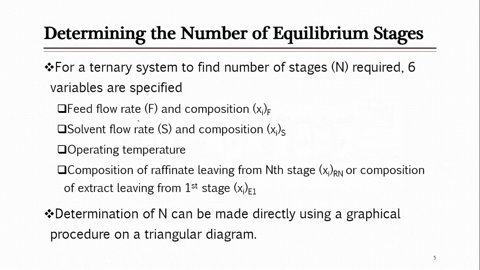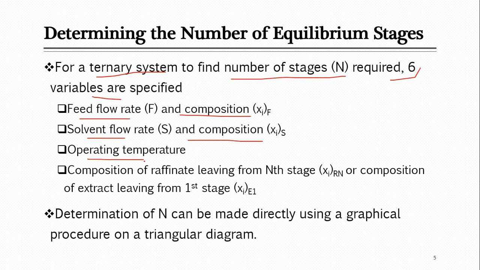Then we discussed this also briefly, that for a ternary system to find the number of stages, 6 is the degree of freedom. So 6 variables will be needed, and the various variables are discussed in your book, you can check there. But the system which you will most commonly come across contains these 6 parameters provided here. Out of those, the feed flow rate and its composition are 2 parameters. Then there is the solvent flow rate and its composition, like 4, then the operating temperature, this is the 5th one, and then there is the 6th one we are looking for.